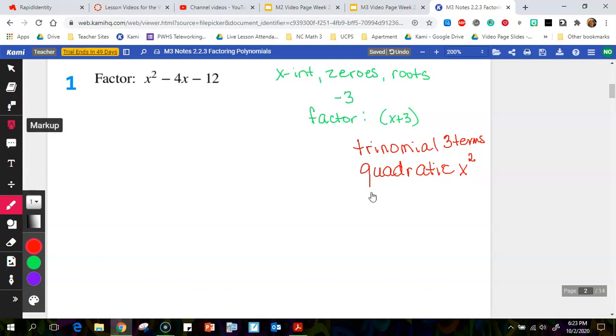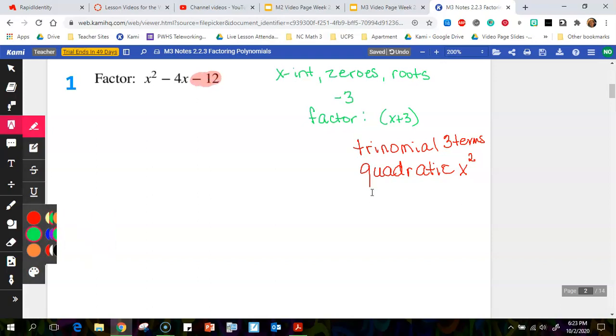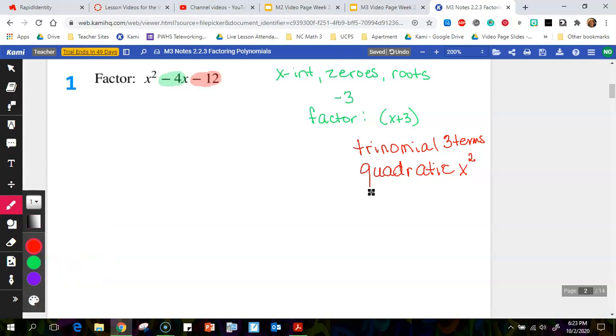So we need to look at 2 different numbers. We're going to look at our constant term, which is -12, and we're going to look at our middle term, which is -4, just the coefficient. And what we need to do is find what we call a factor pair, which is just 2 numbers that you multiply together to get a number. So I need a factor pair for -12 that when I add them together, I get -4.